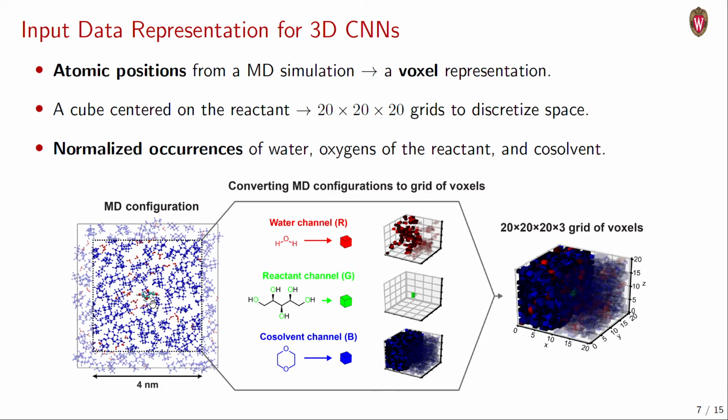The histogram covered a cubic volume that was divided into a 20 times 20 times 20 grid of bins. For each bin, we calculate the normalized occurrence of water molecules by counting the number of water molecules within the bin and normalizing by the maximum number of water molecules within any bin. The same procedure was separately performed to calculate the normalized occurrence of reactant oxygen atoms and co-solvent in each bin. The normalized water, reactant, and co-solvent occurrences were then stored in red, green, and blue color channels, respectively.